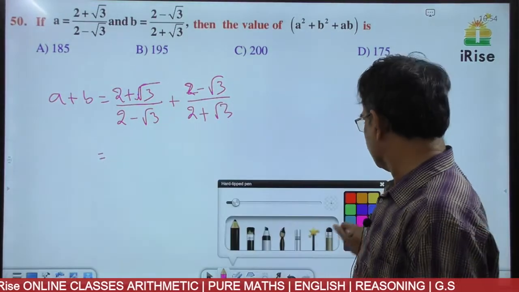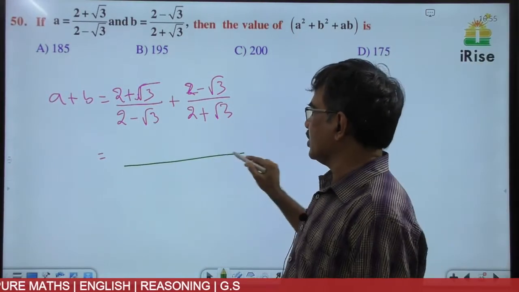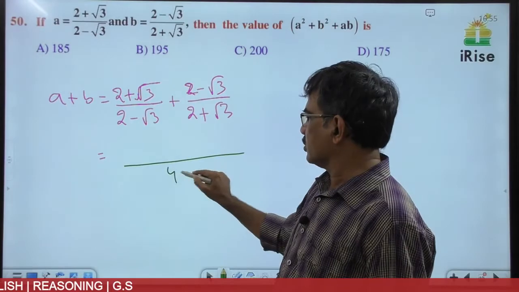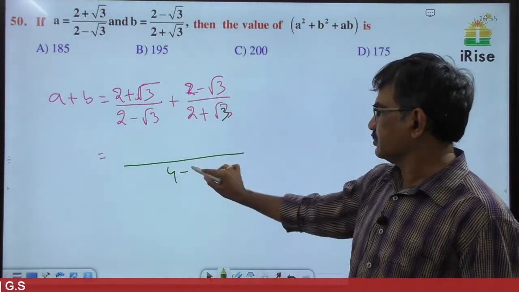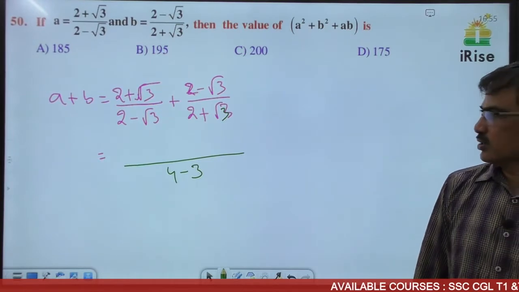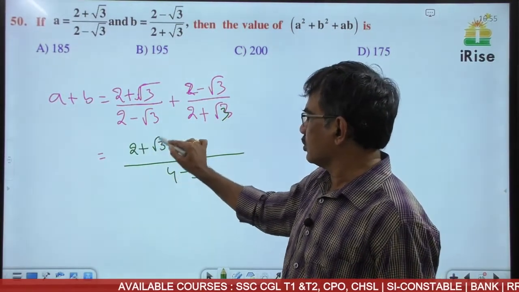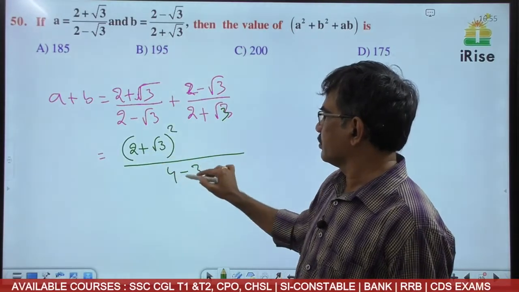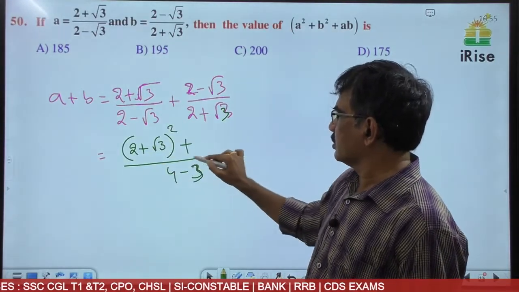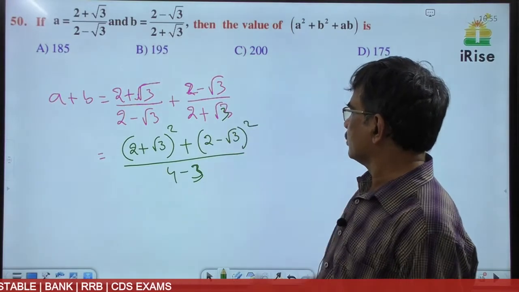The LCM is (2 plus root 3) into (2 minus root 3), which is 4 minus 3. We get here (2 plus root 3) whole square plus (2 minus root 3) whole square.